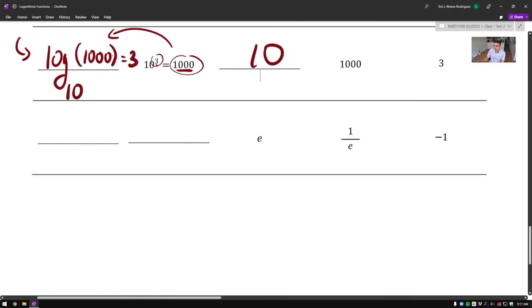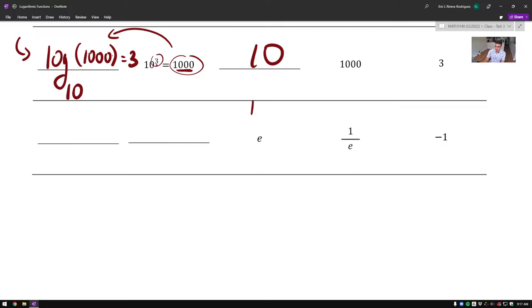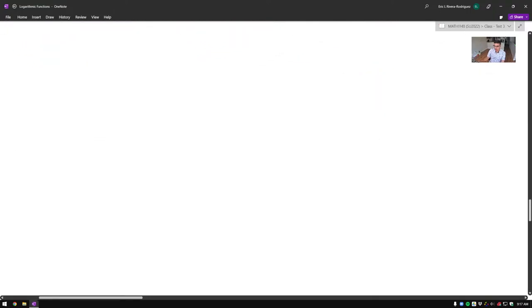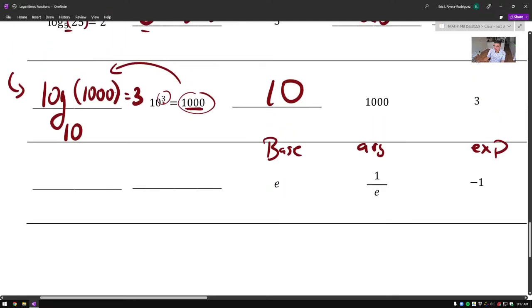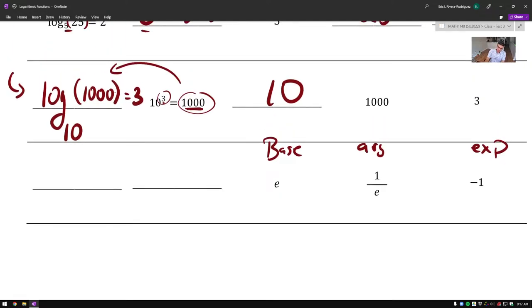I'm giving you here the base, the argument, and the exponent. And I want you to tell me what is the log form and what is the exponential form. Okay? Take 2 minutes to do that.